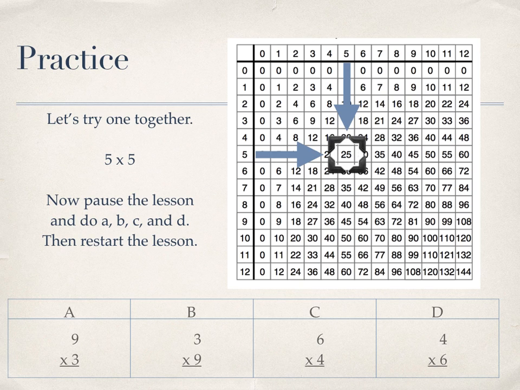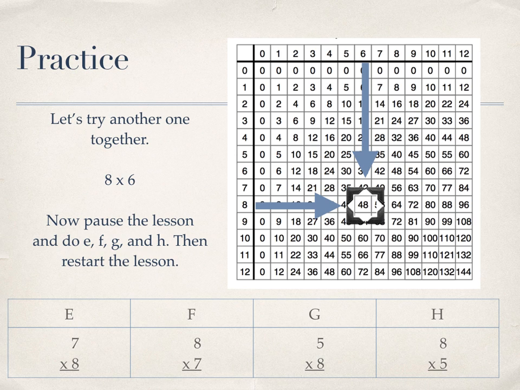It's time for some practice, but let's try one together. 5 times 5. We find the 5 row and we find the 5 column. We follow them to where they meet. The answer is 25. 5 times 5 is 25. Now pause the lesson and do A, B, C, and D. Then restart the lesson.